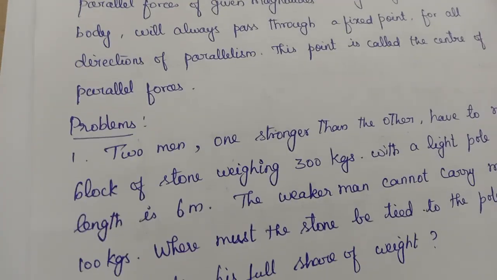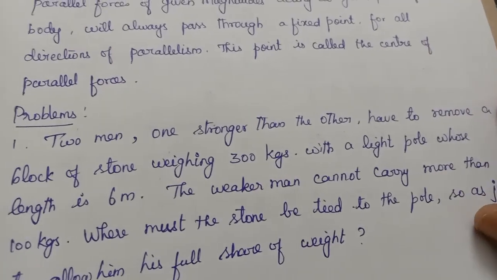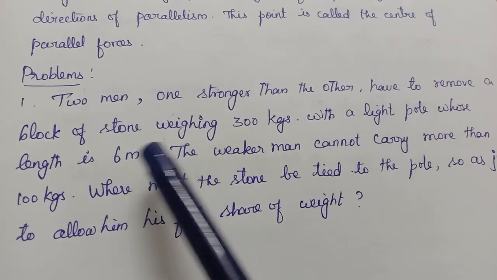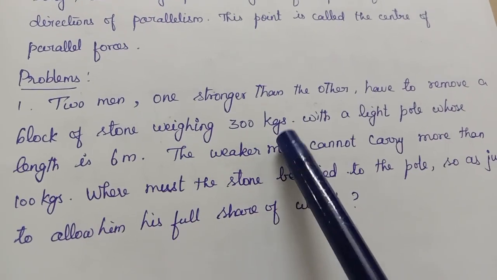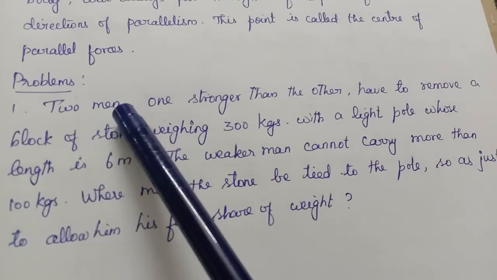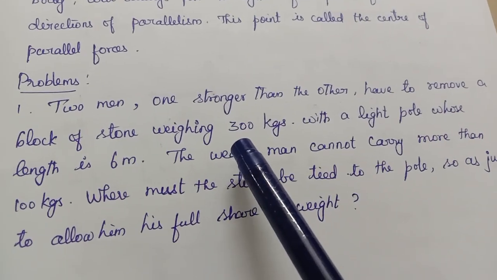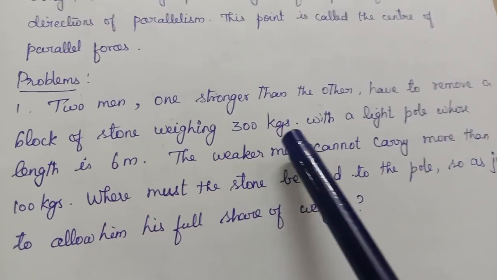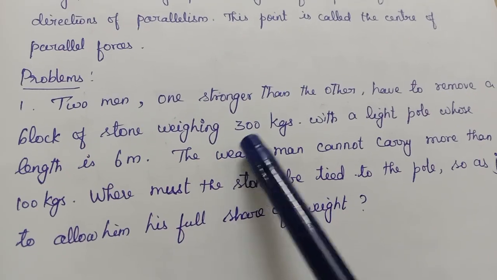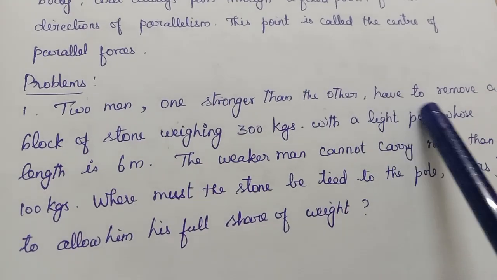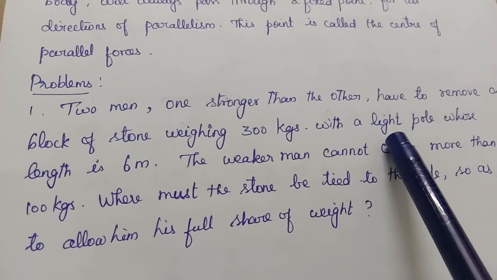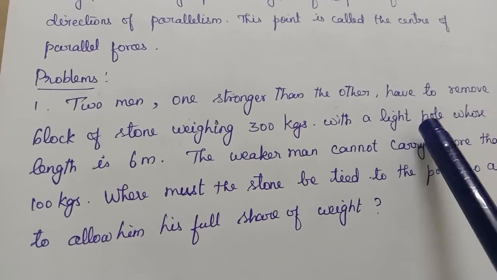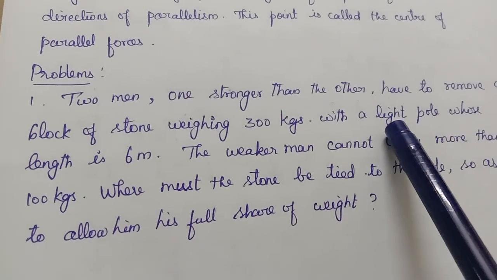Okay, let's see some problems based on these definitions. First problem: two men, one stronger than the other, have to remove a block of stone weighing 300 kgs. So two people have to remove a stone, and the weight of the stone is what? 300 kg. So how do they move that weight? By means of a light pole. Light pole means the weight of the pole is negligible. So we have to consider only the weight of the stone. The weight of the pole is negligible, that is why they have given it as a light pole.